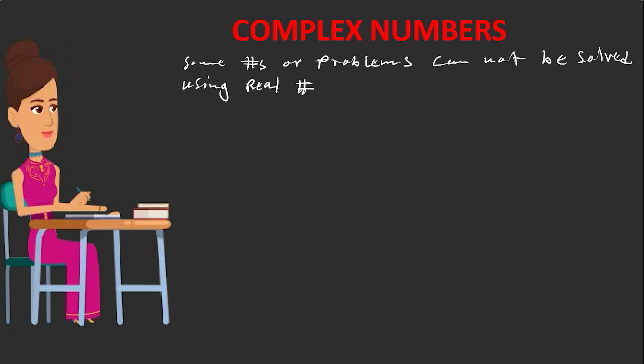For example, the one we have just talked about: the square root of negative 1, which when you place it on the calculator is going to give you a math error. Because of this problem, where we cannot solve some questions using real numbers alone, another type of number was introduced, and this type of number is what we call the complex number.